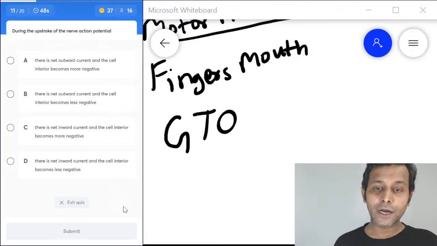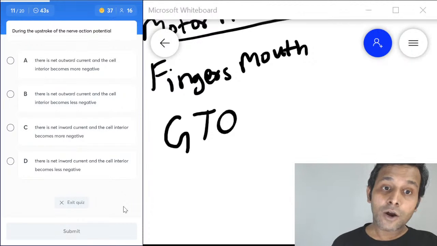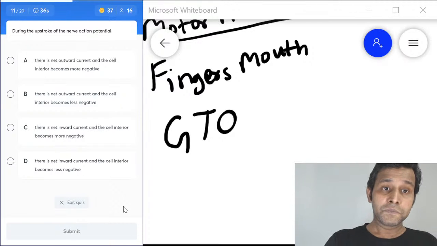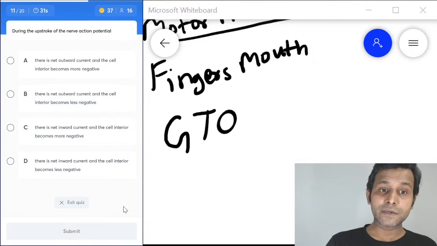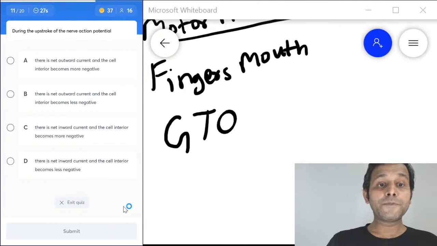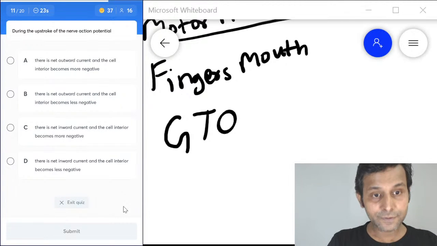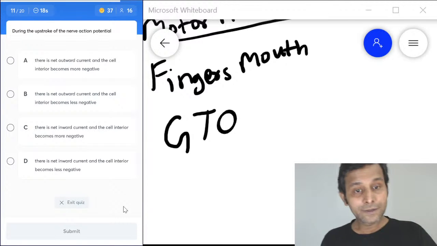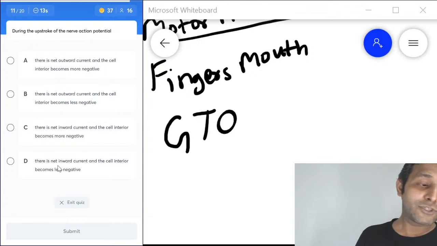During the upstroke of nerve action potential, there is a net outward current and the cell interior becomes more negative. There is a net outward current and the cell interior becomes less negative. There is a net inward current and the cell interior becomes more negative. There is a net inward current and the cell interior becomes less negative. Okay, so upstroke of action potential, there is a net inward current. So C and D has to be the right answer.